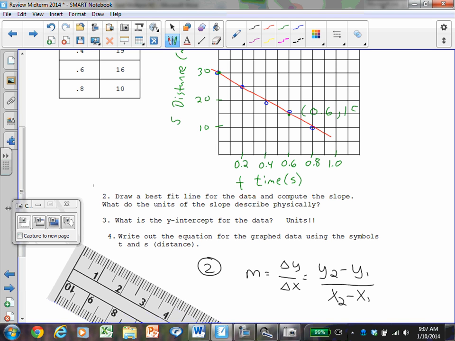0.615. And this 0.6 is in seconds, and the 15 is in meters. And then how about this point here? Hannah, you want to tell me that one? 0.30. Okay.